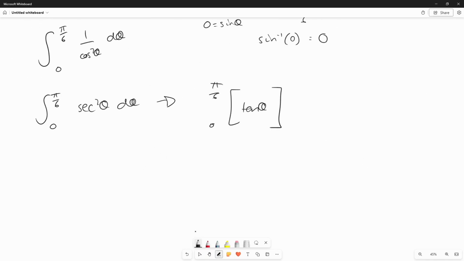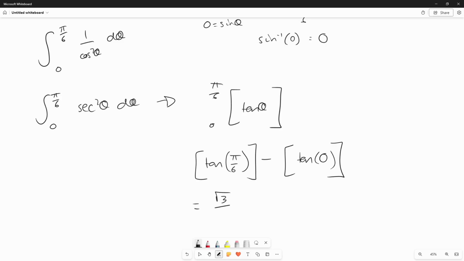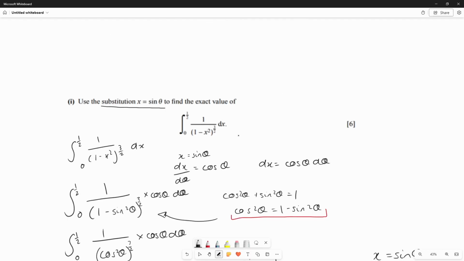So now we can just substitute pi over 6 in and 0. That's going to be root 3 over 3 minus 0, which equals root 3 over 3. Therefore, the answer to this question is root 3 over 3.